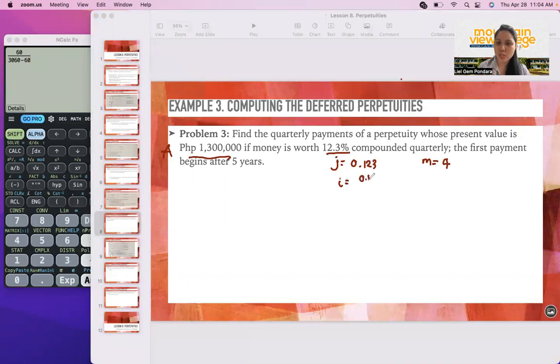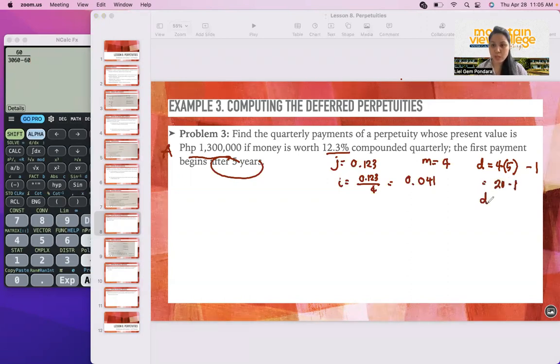That's going to be J over M. So our I is at 0.041. It begins after 5 years. Therefore, the first payment begins after 5 years. So how many deferred payments are there? That's 4 times a year times 5 years minus 1. Why? Because the payment is done after 5 years. So only 19 payments are not given.